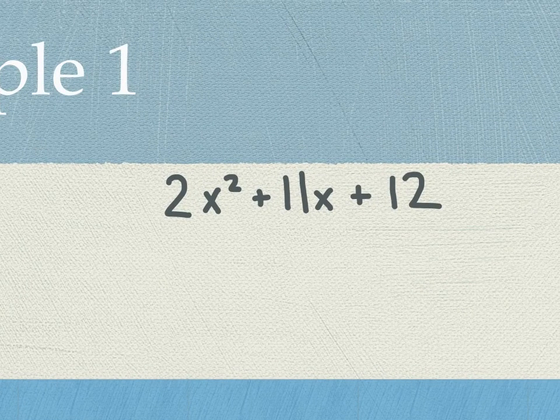So in this example, what we need to do is multiply the first and the last term together. So what's 2 times 12? 24. Now we need to find two factors of 24 that add and give us 11, our number in the middle. Eight and 3.